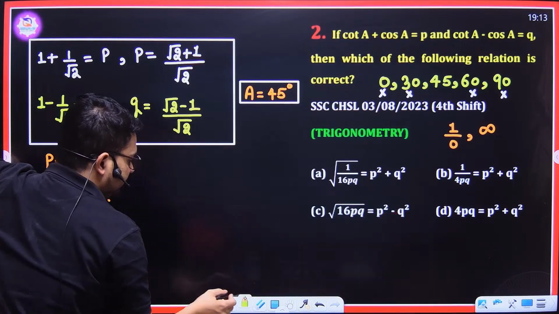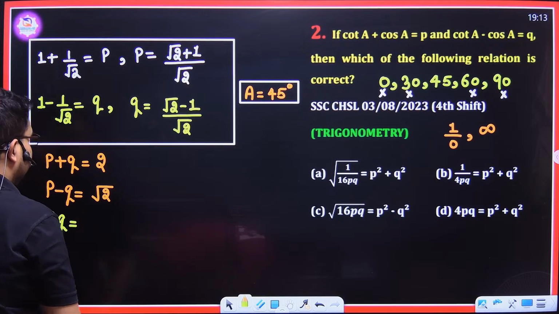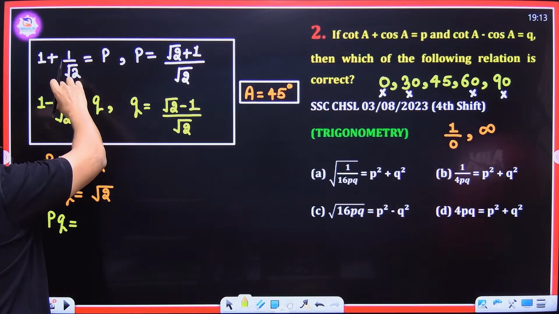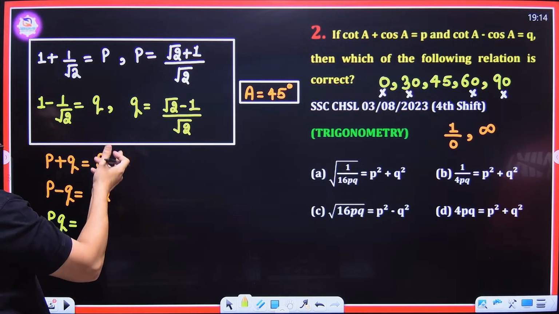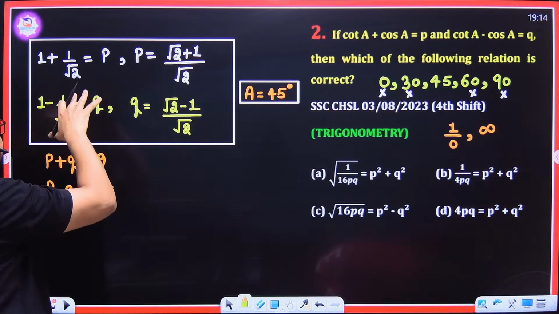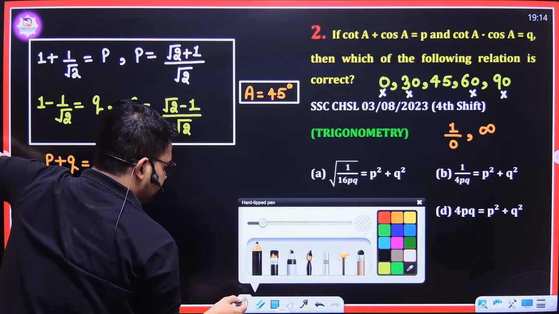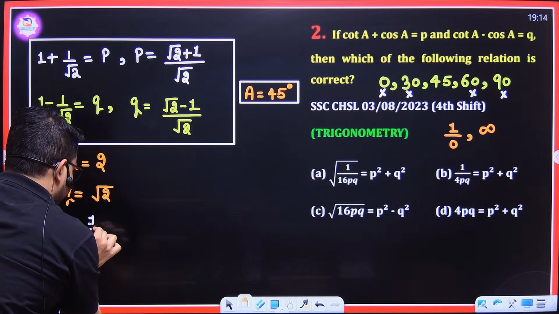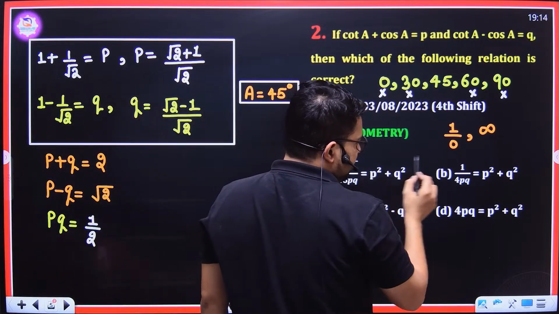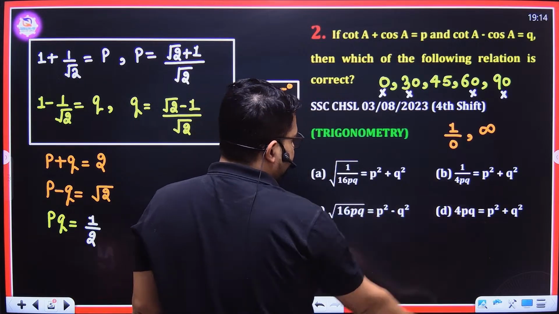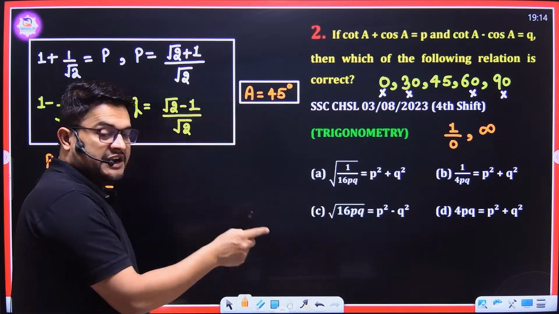Then I have P into Q. This one is P, this one is Q. I have A plus B, A minus B, which means A square minus B square. 1 square minus 1 by root 2 whole square, which means 1 minus 1 by 2. I have 1 by 2. In 3 options, I have P square plus Q square, and in one option, I have P plus Q and P minus Q.